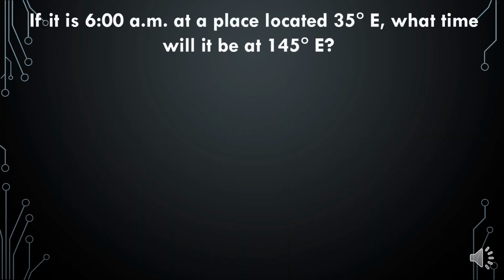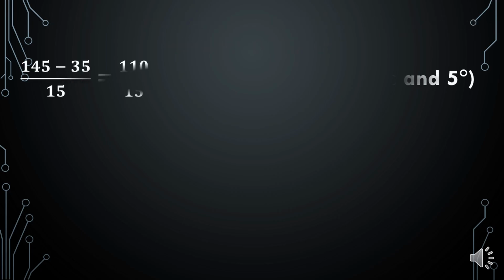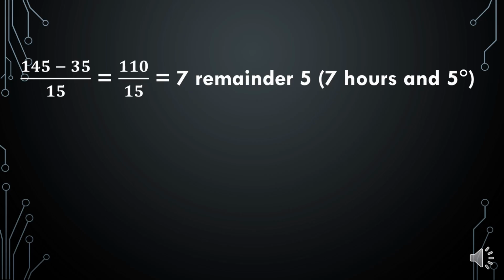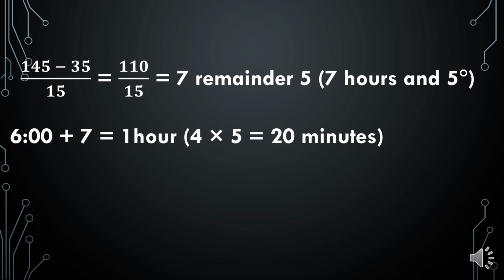If it is 6 a.m. at a place located 35 degrees east, what time will it be at 145 degrees east? So we take away our 35 degrees east from our 145 degrees east, all over 15 degrees. We divide 110 by 15 degrees and we're left with 7 remainder 5. When we add our 7 hours to the 6 o'clock, we get a time of 1 o'clock.